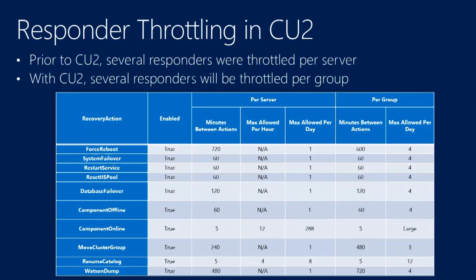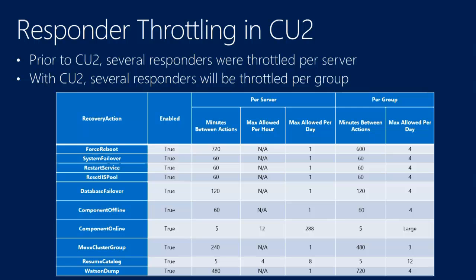So if I were running CU2 code, I might only get 2 restarts each day out of that, because after the second restart, the responder throttling is going to kick in, and it's going to say, well, we've restarted this service twice in a 24-hour period, so there's something more serious going on. We're not going to restart it again. We're going to fail over instead.